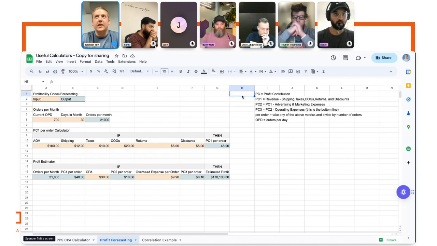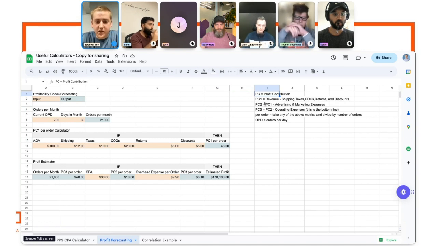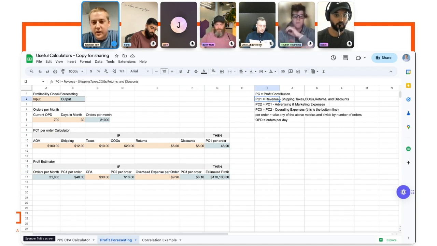So basically, I'll go ahead and just break down some definitions. PC stands for profit contribution, and you'll see it pop up multiple times in these calculators. And then there's different levels to it. I know a lot of people like to just use contribution margin, but this also includes operating expenses at the last step, which is why I like it.